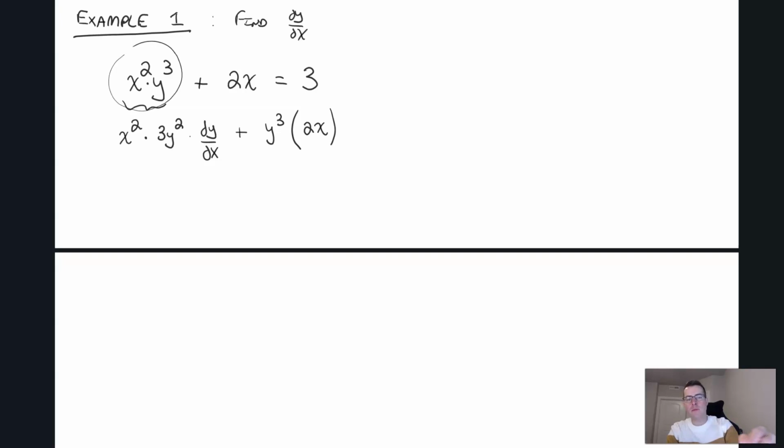Okay, so it's first times derivative of second plus second times derivative of first. Now we're done with this first part. So then we go to the second part. Derivative of 2x here is just 2. And then it equals the derivative of 3. Derivative of a constant is always just 0 here.